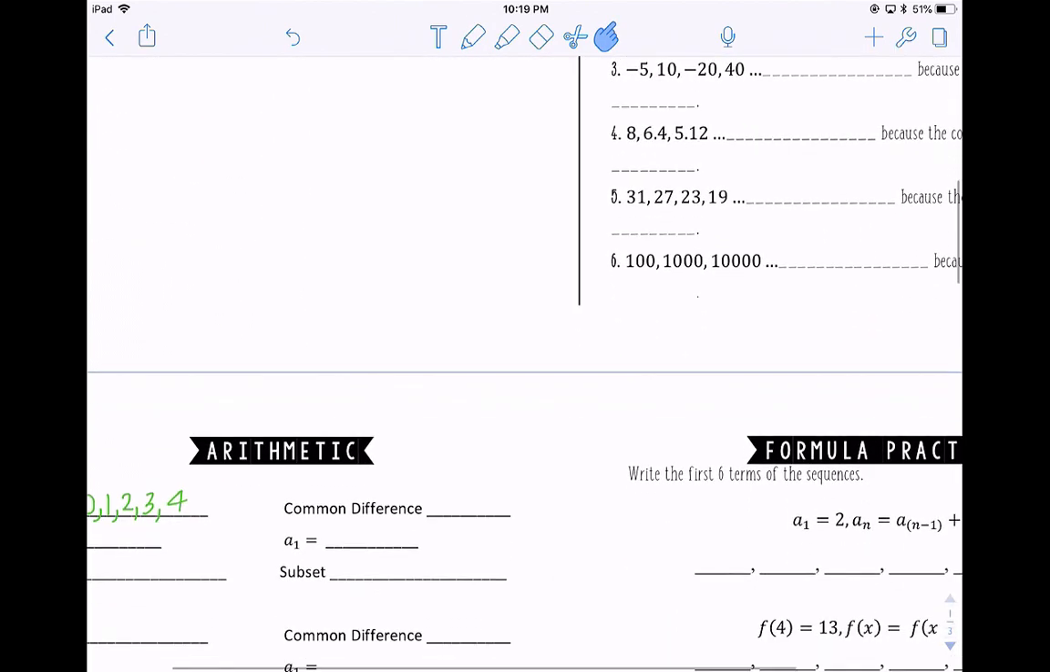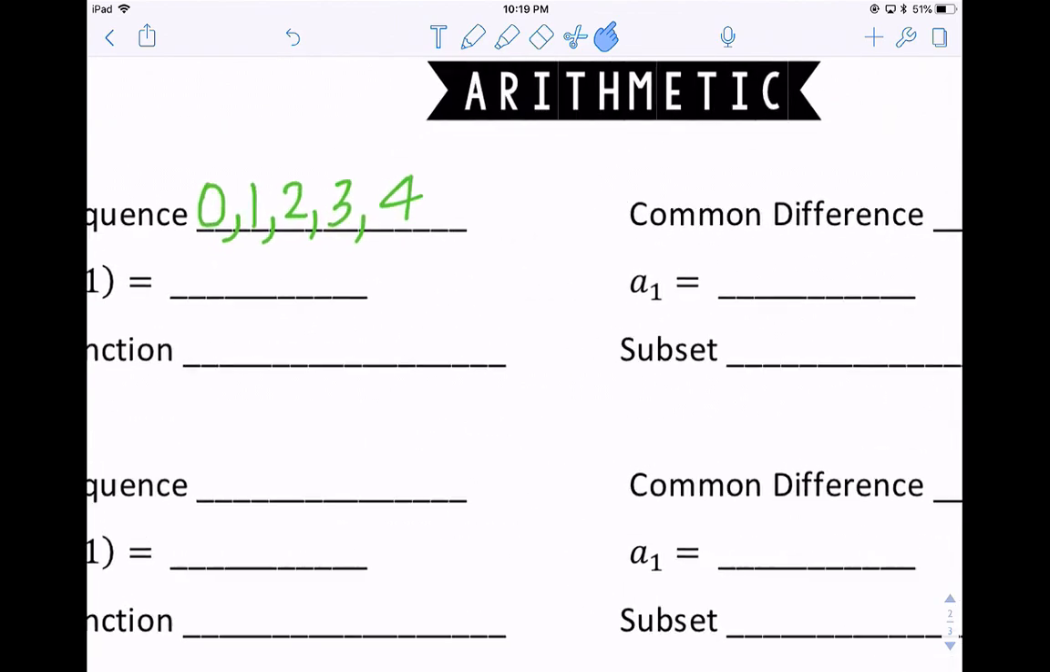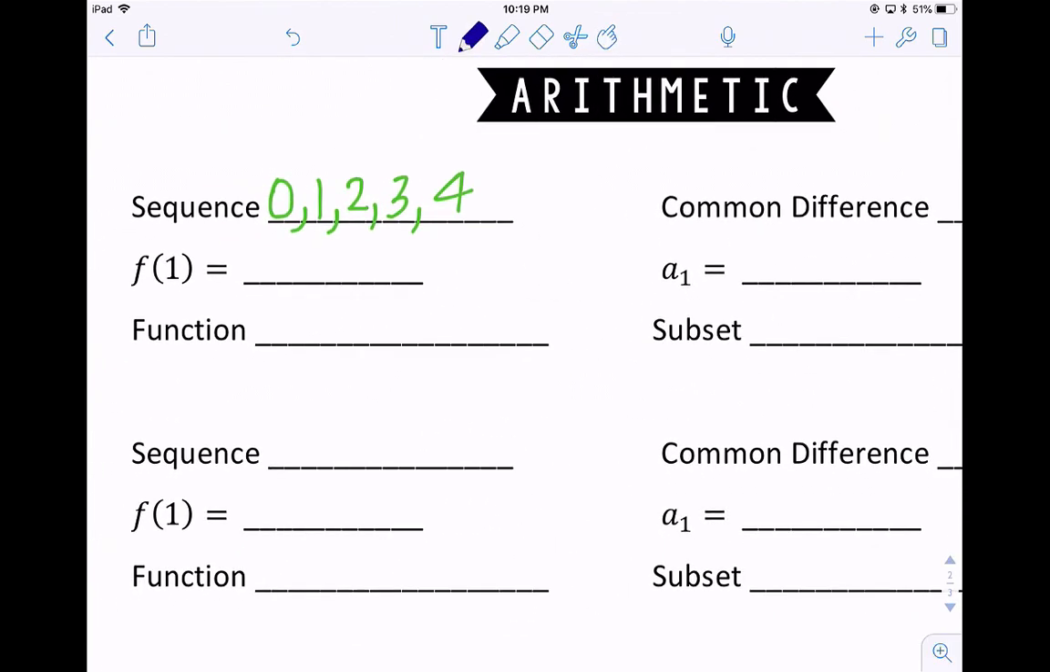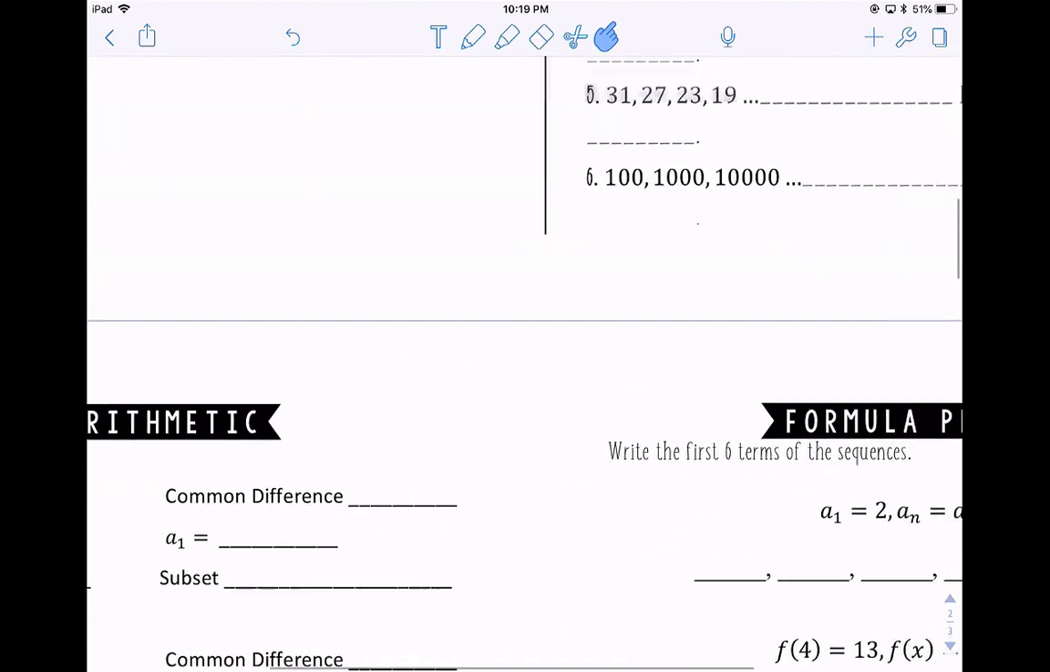So -8, -2, 4, and 10 is that sequence. All right, so let's go back.